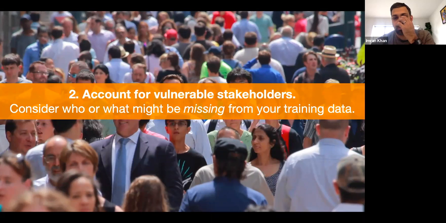Accounting for vulnerable stakeholders. There are a number of different considerations that you should keep in mind when working with data in general, but open data specifically. And I think this idea of considering who might be missing from your training data or from your data set that you're looking to embed into some model is a particularly important thing to keep in mind. Because you might have the most powerful data set in the world, but it might also just be biased in some way. It might be missing a good chunk of data that might be relevant to a specific population.